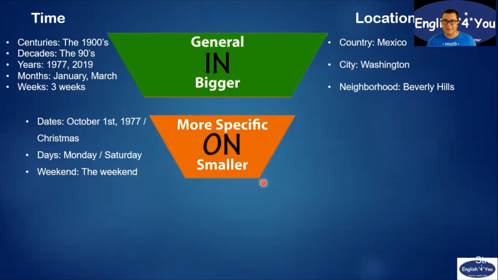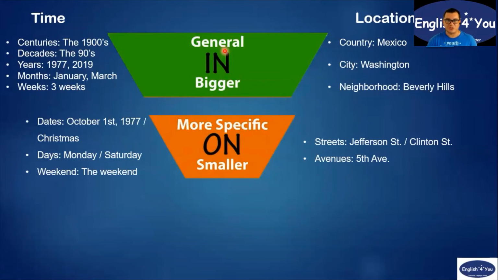How about when we're talking about location? Well, again, it's something more specific talking about location. In this case, we're going to talk about the street. For example, on Jefferson Street, on Clinton Street, on First Street, on Wall Street. Or when you're giving avenues, on Fifth Avenue, on Broadway Avenue. As you can see, I'm not just giving a general idea of location. Now I'm giving a more specific location. That's why we're using the preposition on.